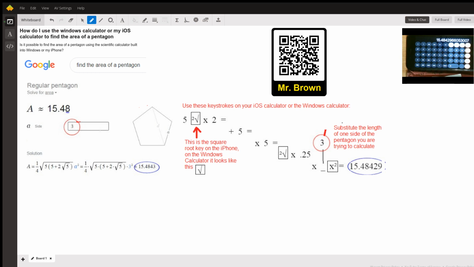So I just thought that might be helpful to print that out and know that if you're trying to find the area of a pentagon, that's the correct way to do it. And also I tried this exact same keystroke map on the Windows calculator, and it works perfectly.